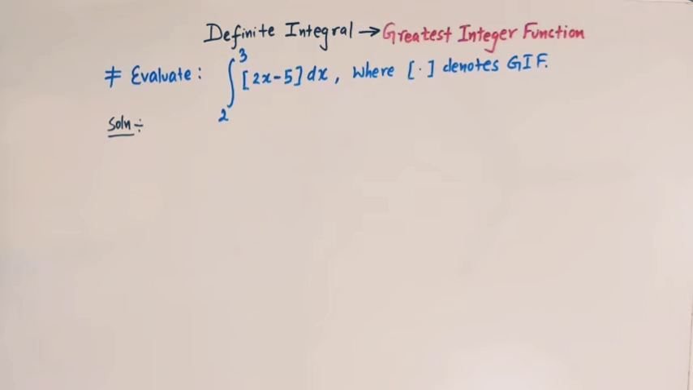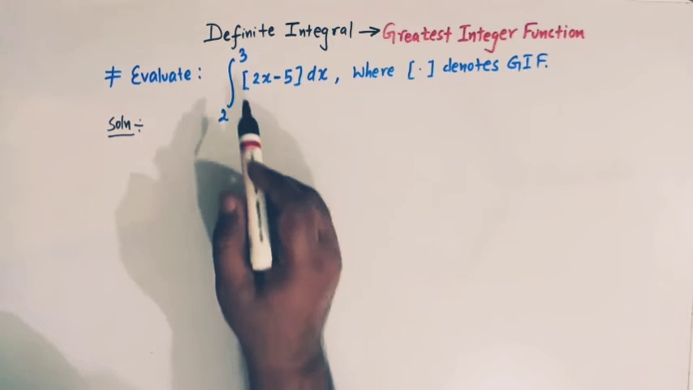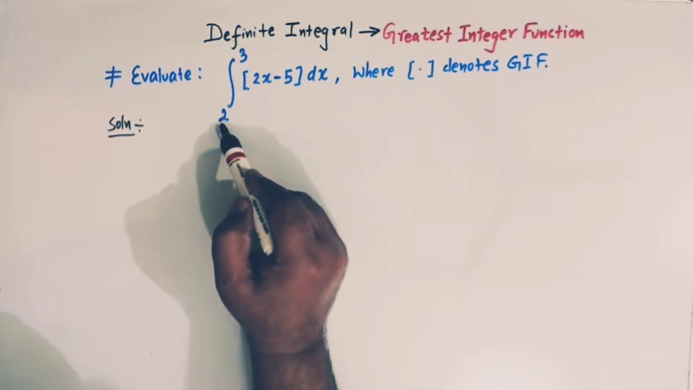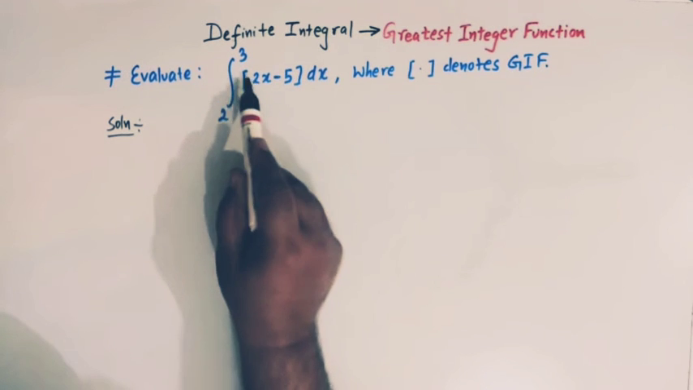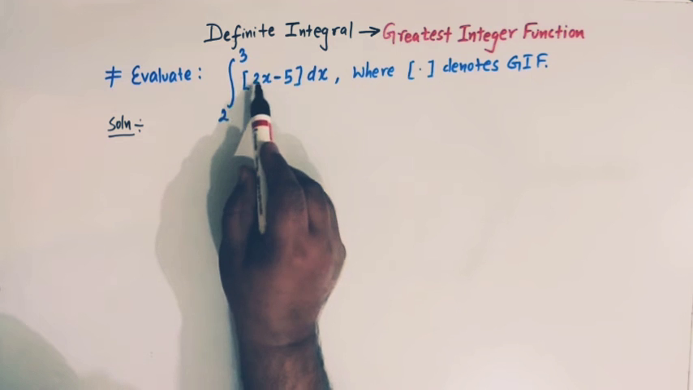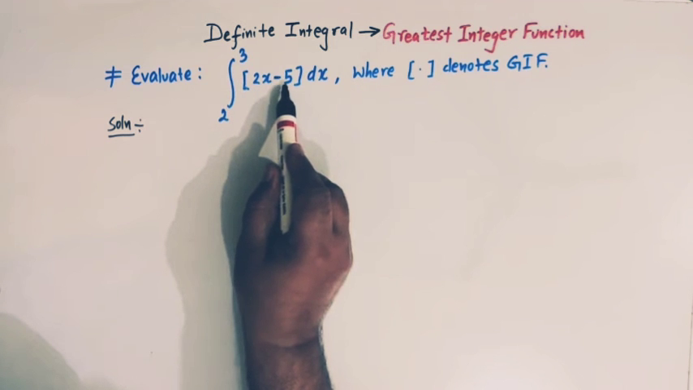Hello viewers, in today's class we are going to take up a very important problem in integration in which the greatest integer function is involved, right? So here we have to integrate this function from the limits 2 to 3, right? So here we have the greatest integer function 2x minus 5, right?